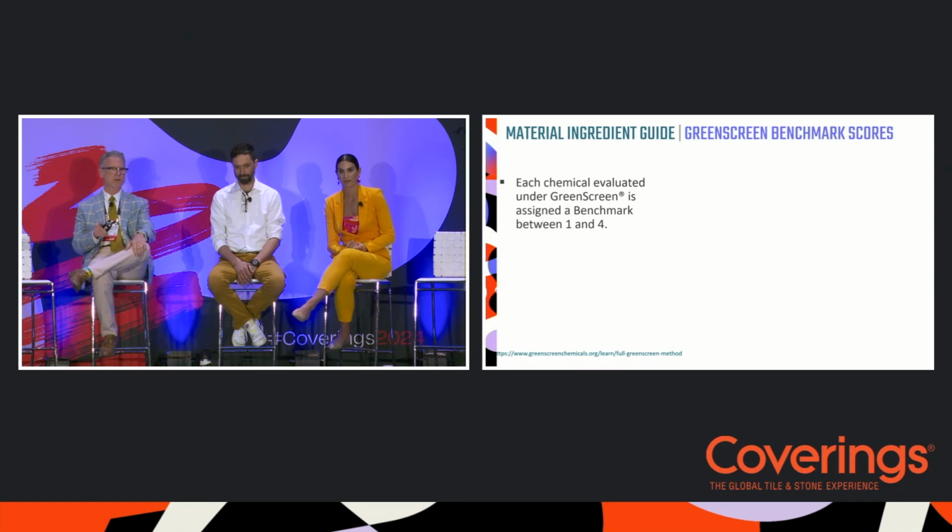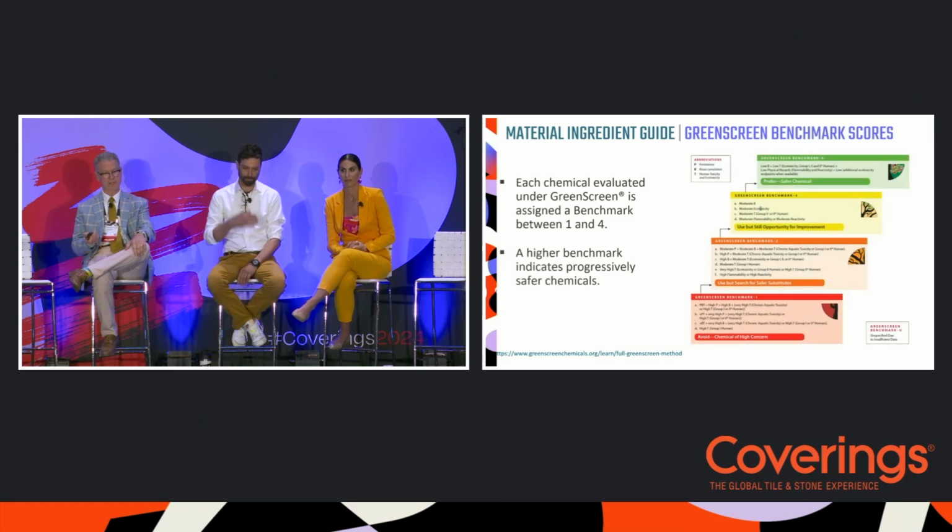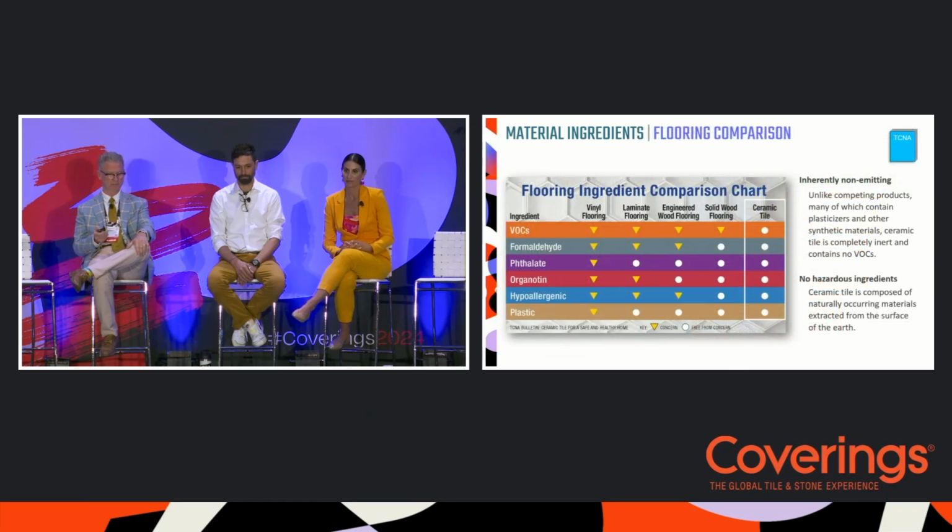So I mentioned the Green Screen rating system is the backbone of the Material Ingredient Guide, and the higher the number, 1 through 4, the safer the chemical or the ingredient is. So a red would be the worst thing. We avoid red materials at all costs. Orange would be barely permissible, but let's look for something safer in terms of health and environmental toxicity. Yellow, we're getting there. The goal is to specify materials, if we can, that contain only green or as much green number 4 of the ingredients as possible.